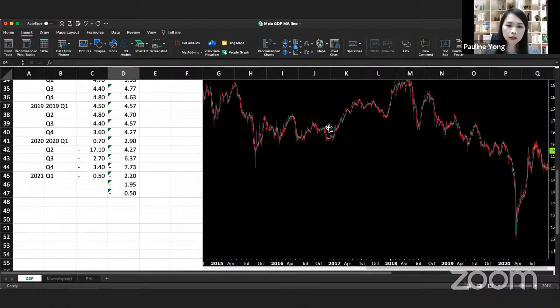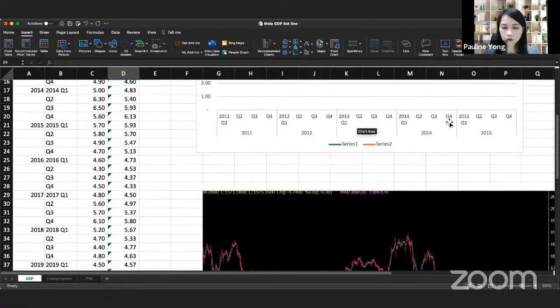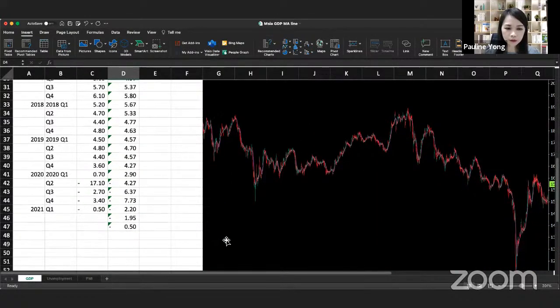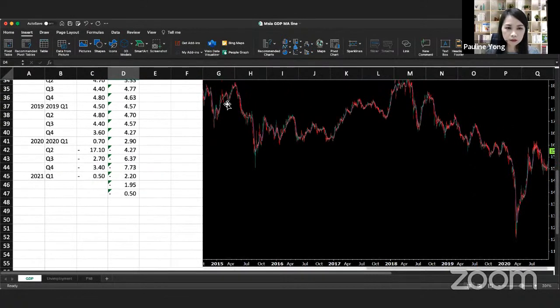Okay, of course, there's some lag over there, because this fourth quarter result only came in February of 2015. So February of 2015 will be here, which is around here. So still, you see the price go up further to April, and after that it comes down. And it was a whole year down for 2015.